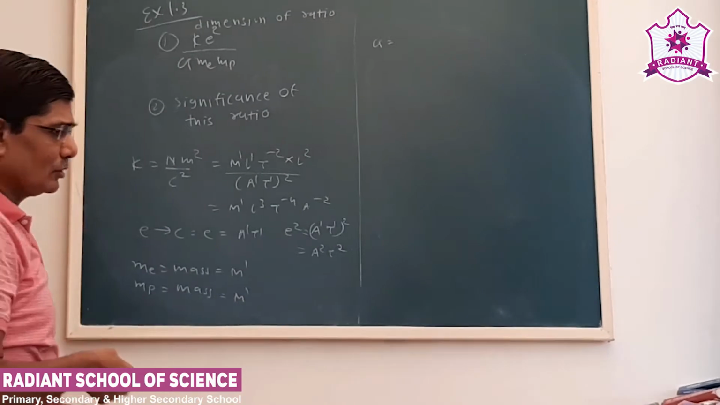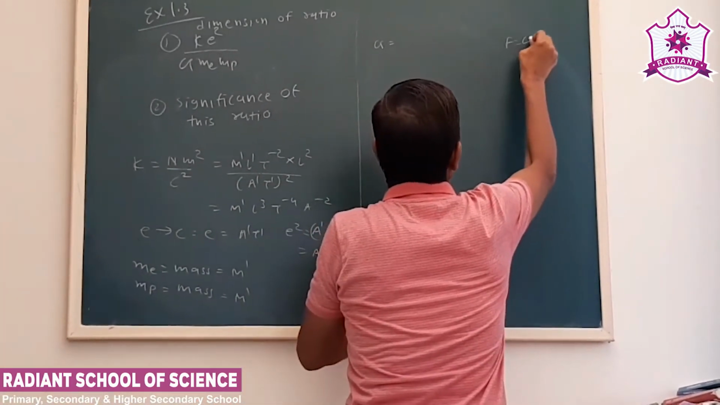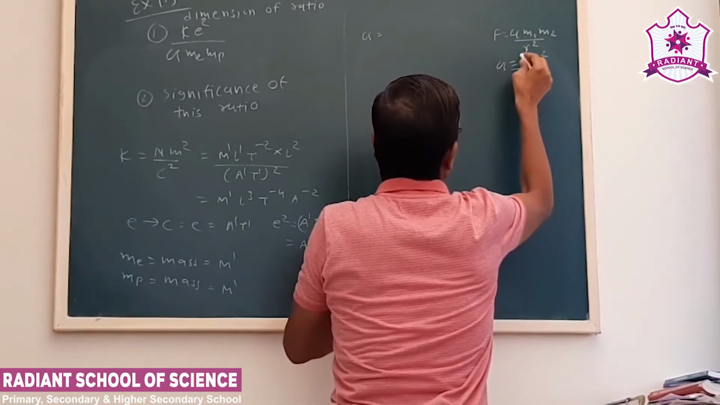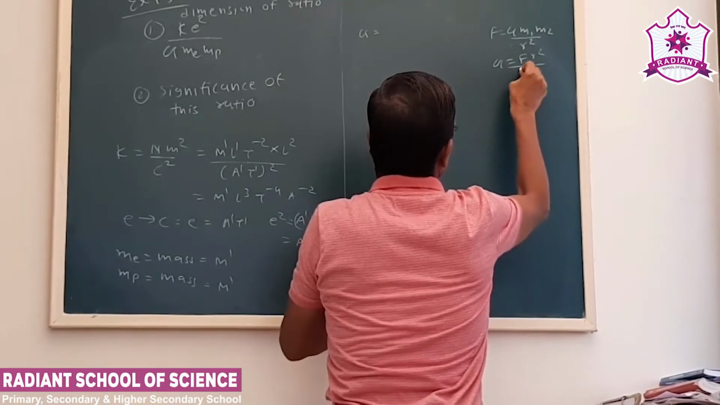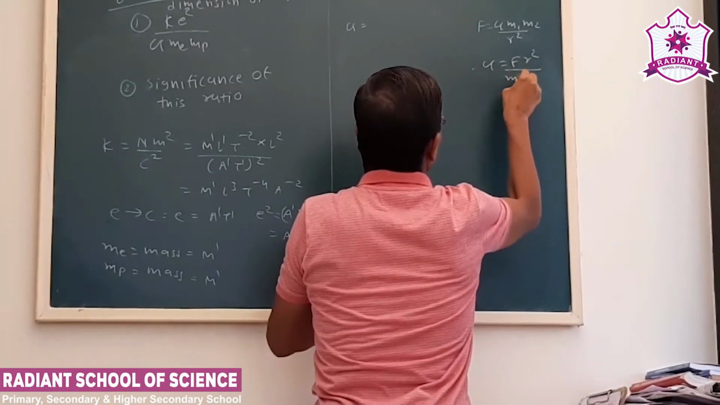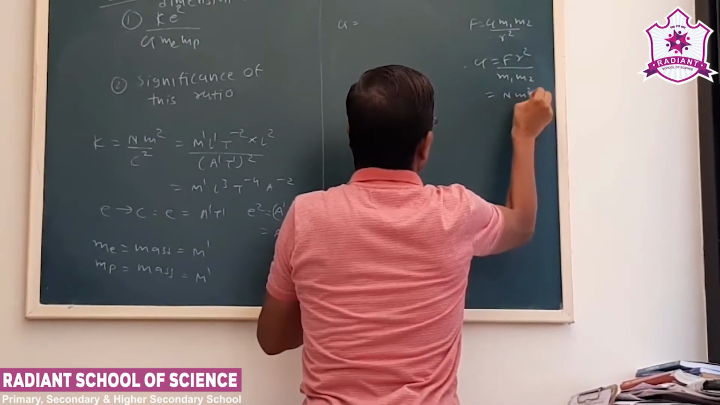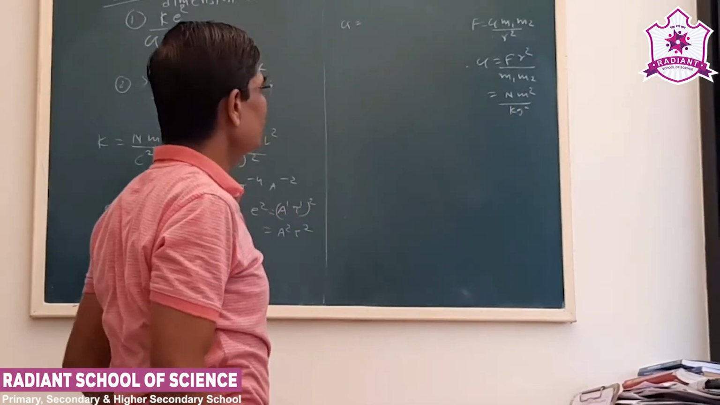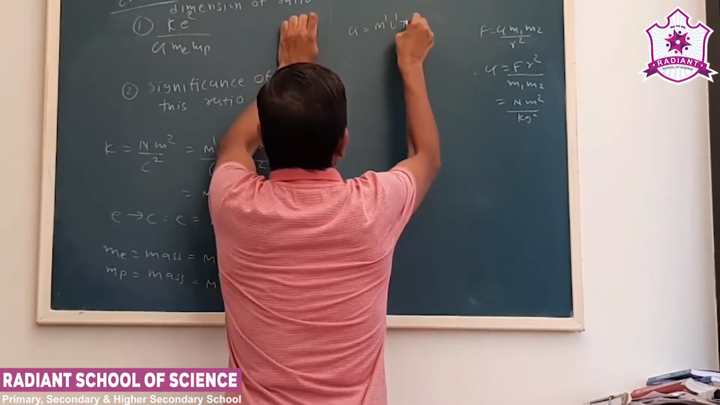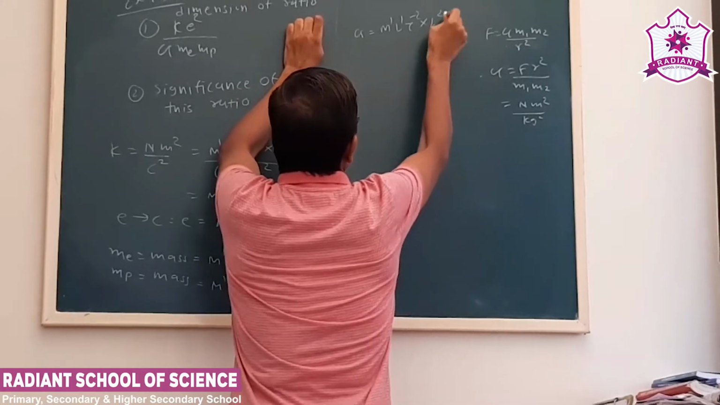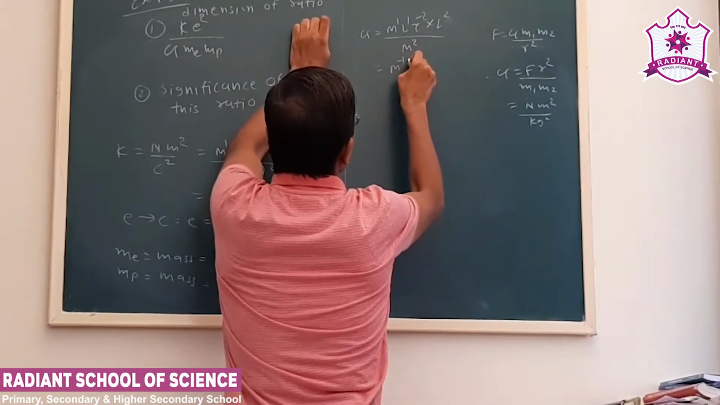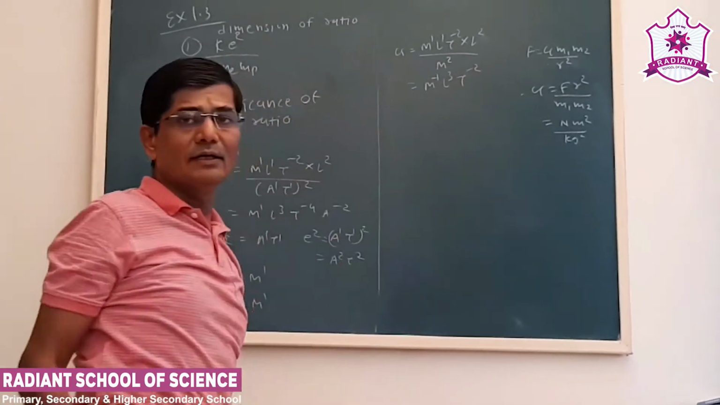is the gravitational constant. Now we know F is equal to G M1 M2 upon R square. So G is Fr square upon M1 M2, that is Newton meter square upon kg square. Okay. Now we obtain the dimension of G. Newton is M1 L1 T minus 2. Meter square is L2. Kg square is M2. So M minus 1 L3 T minus 2. Okay. This is the dimension of G.